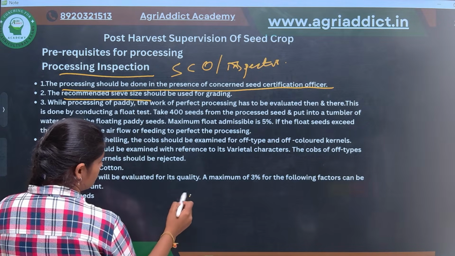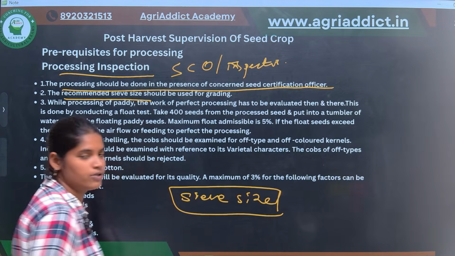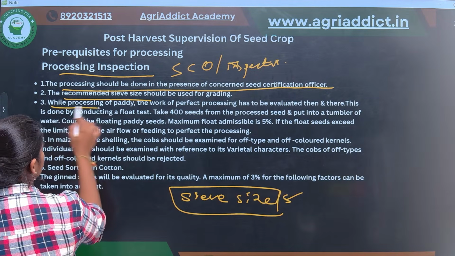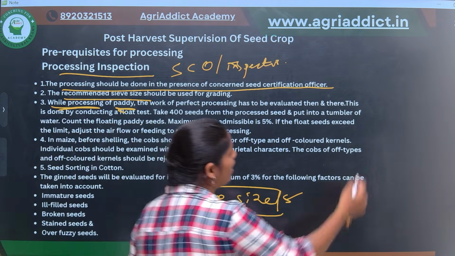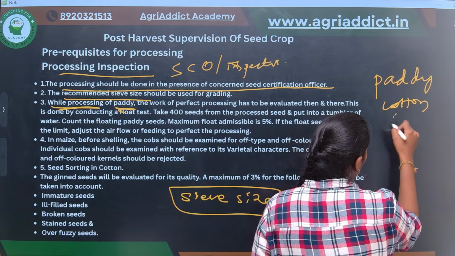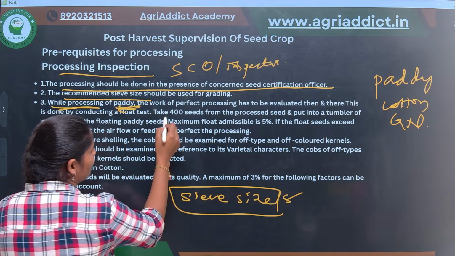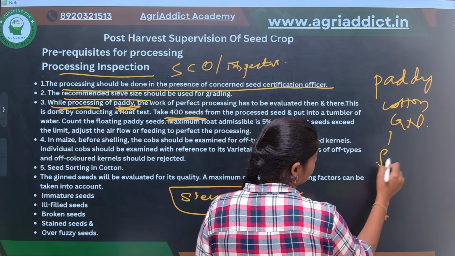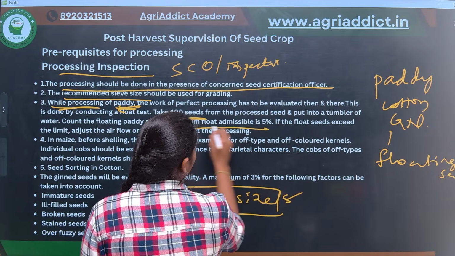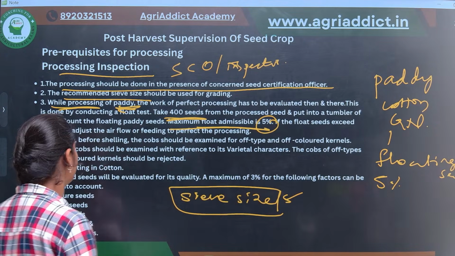The sieve size, the recommended sieve size. There are recommendations of different sieve sizes for different crops. Then while processing, they have given some specifications for paddy, cotton, and groundnut. Remember this: for paddy, they will evaluate 400 seeds. They'll do the floating test for that, and the maximum float admissible is 5%. Remember, this much is enough. Okay, in paddy it is 5%.